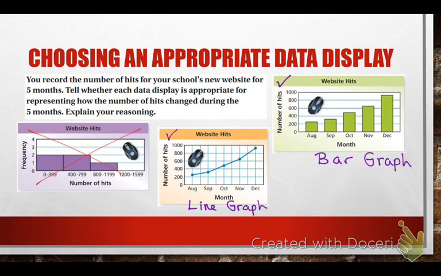Now, this is what kind of display? Does anybody know? Histogram. It is a histogram. A histogram kind of looks like a bar graph, doesn't it? But they have wide columns and they're touching, and we see intervals at the bottom. That's what tells me that it's a histogram. All right, that's everything you need to know for 6.4.